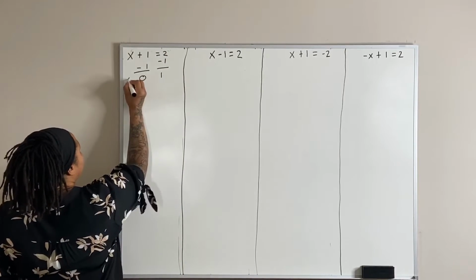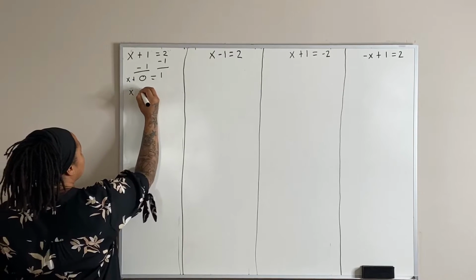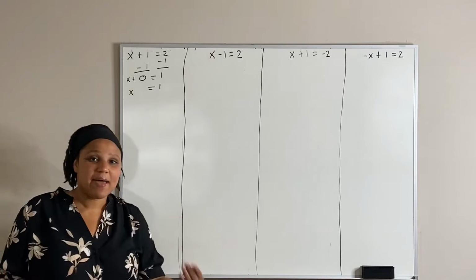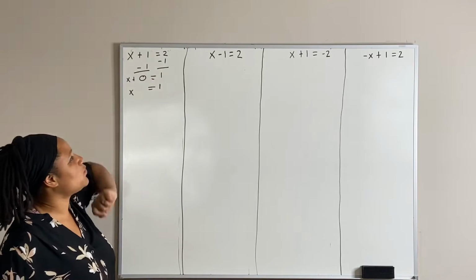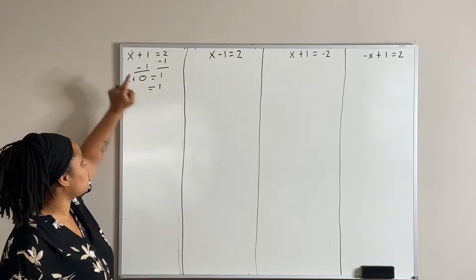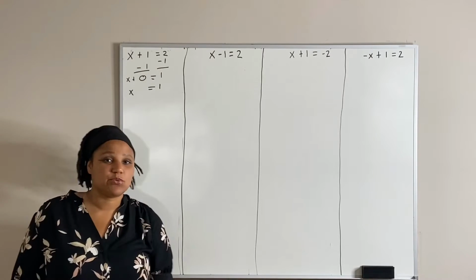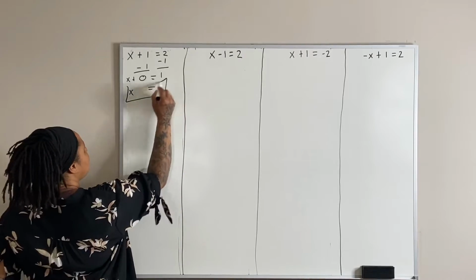So now we have x plus 0 is equal to 1, which means that x is equal to 1. And that makes sense, right? Because if we're saying x plus 1 is equal to 2, so if we take our 1 and plug it in for x, then that means that 1 plus 1 is equal to 2. So it makes sense. Okay, so this will be your answer for the first one.